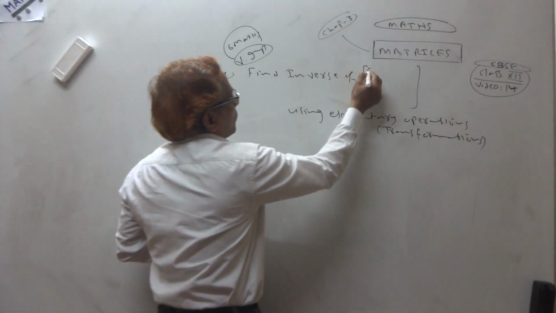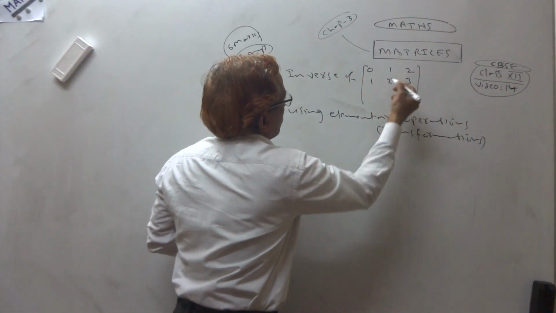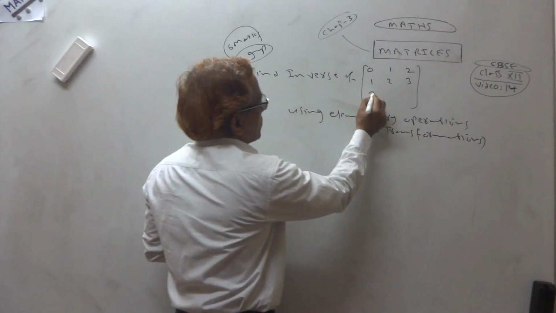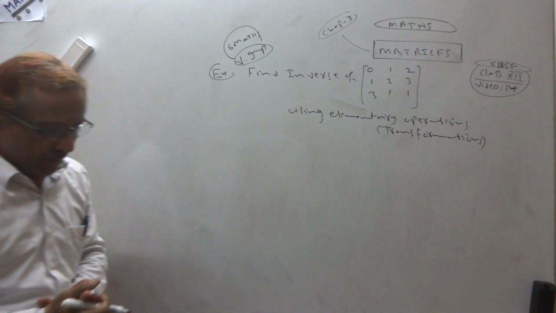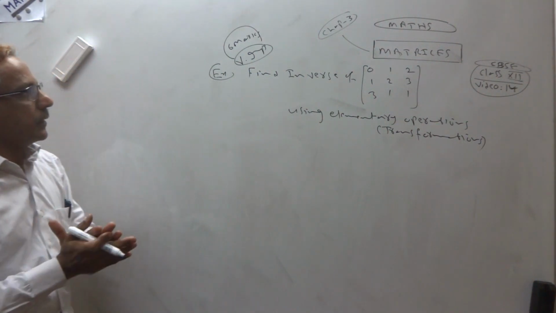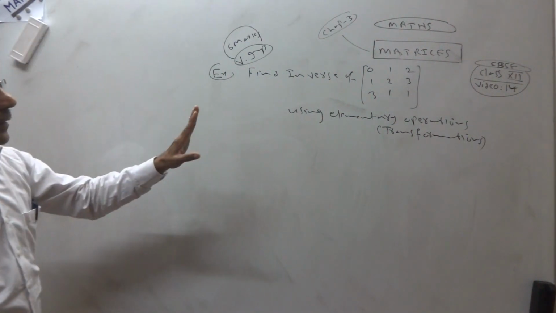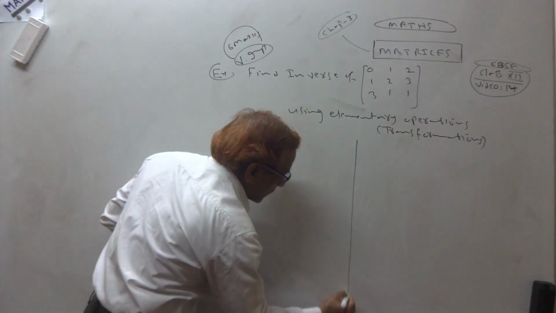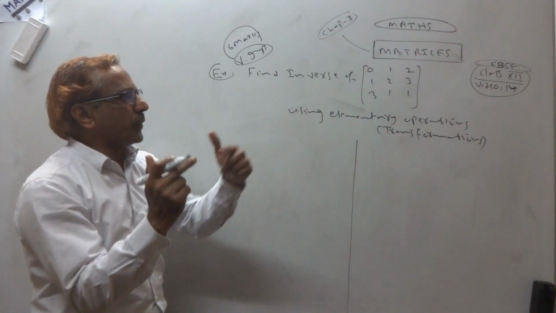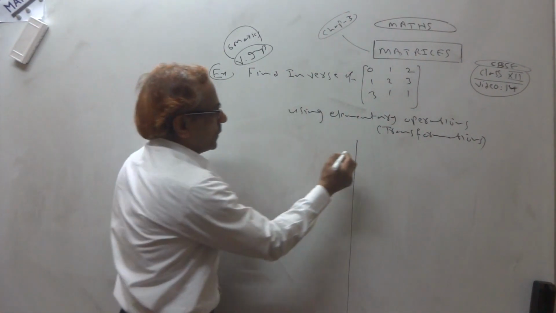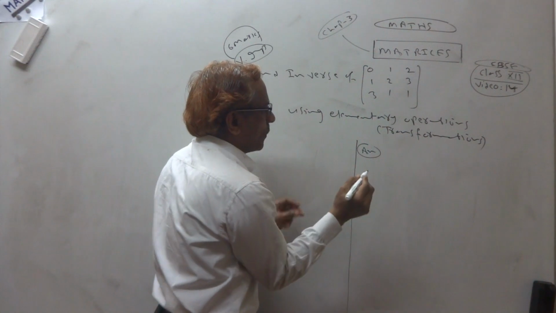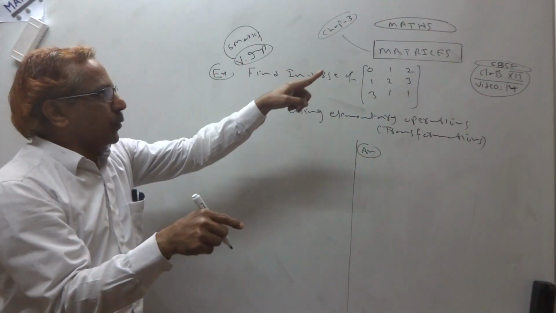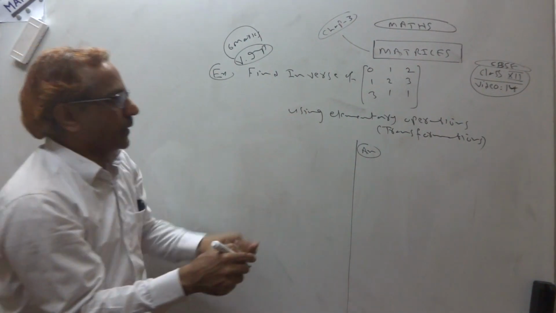0, 1, 2; 1, 2, 3; 3, 1, 1. This is a textbook example. So please see the method of how to find the inverse of a 3 by 3 matrix. It is the same as the 2 by 2 we did in the last video. The method is the same, only it is a long answer type because there are more elements. In a 3 by 3, 9 elements are there.